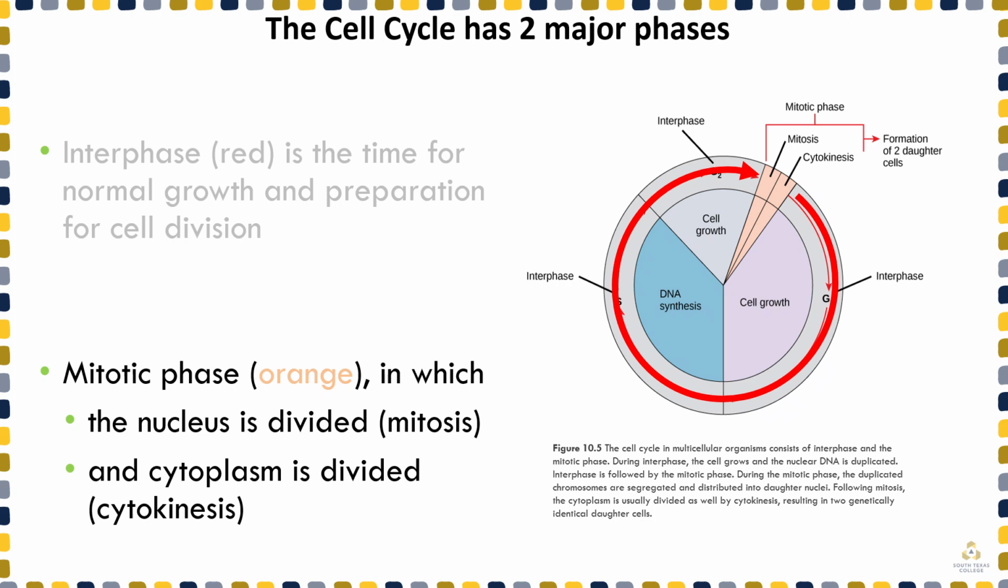Once the cell has finished interphase, it goes into cell division, which we call the mitotic phase. It's divided into 2 phases. There's the mitosis, which is where the nucleus divides, and cytokinesis, where the cytoplasm and the cell itself divide.